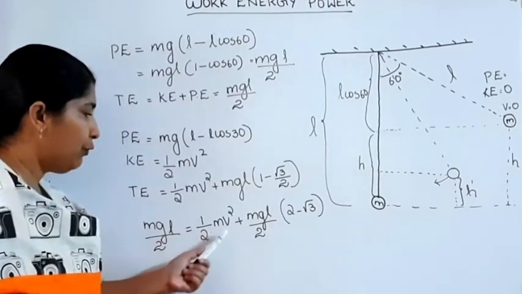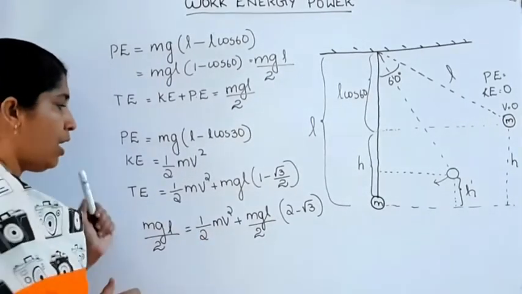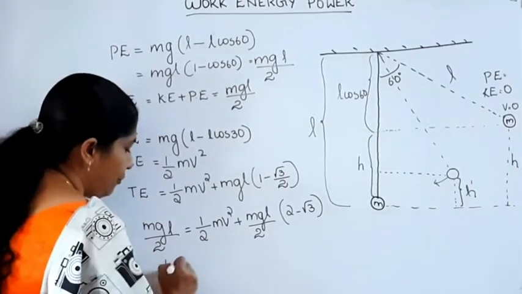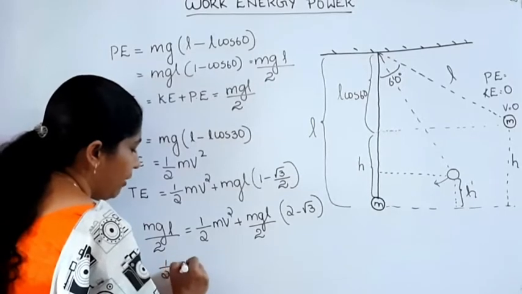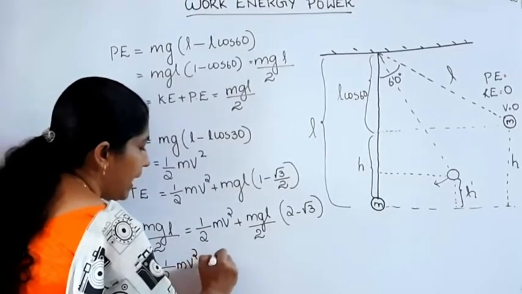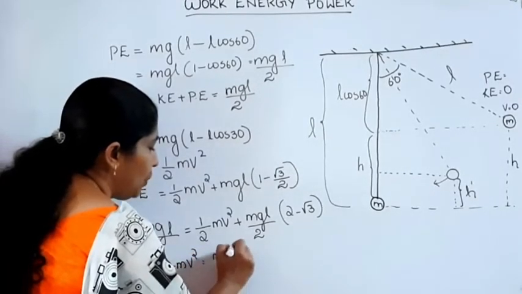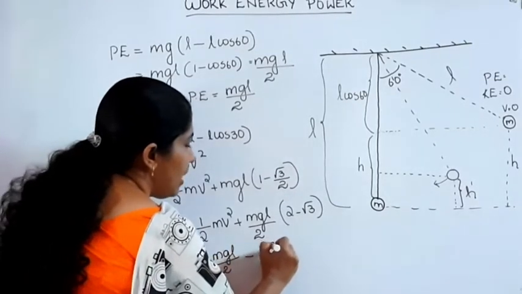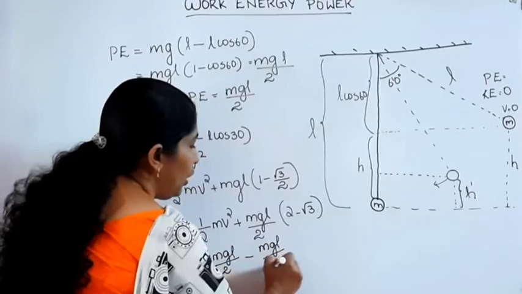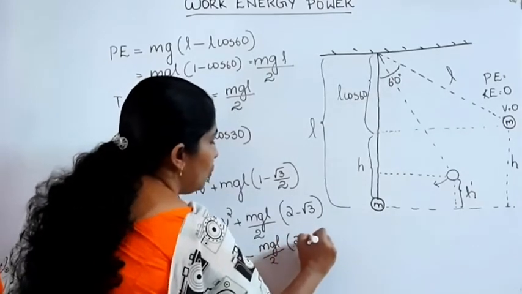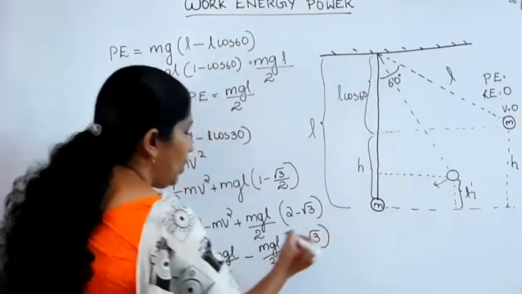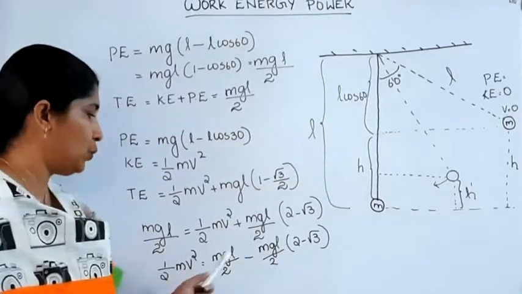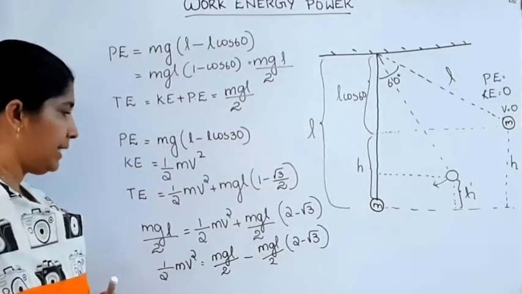Now we can find out half mv square. On rearranging, half mv square is equal to mg L by 2 minus mg L by 2 into 2 minus root 3. That is the kinetic energy.